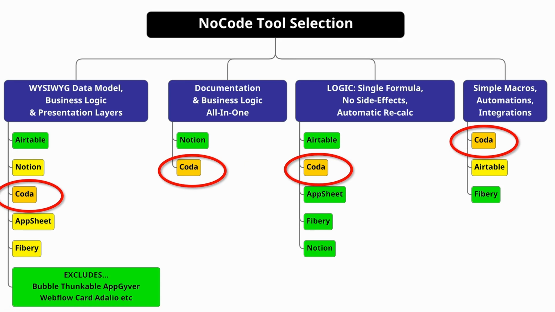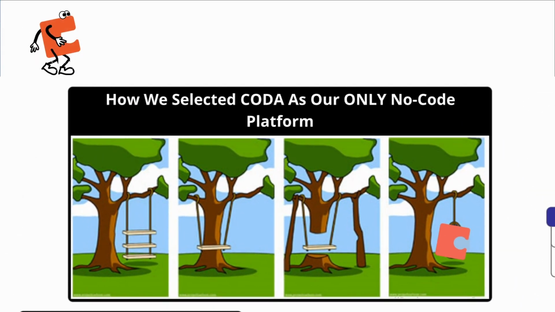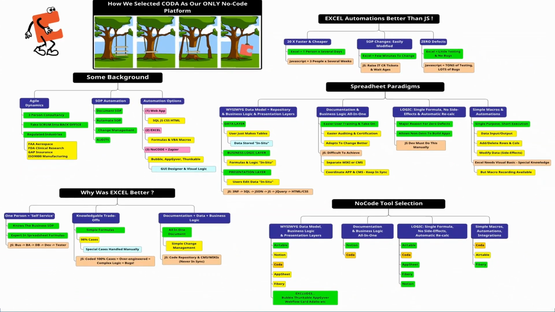So we ended up with a situation where there was no other alternative. Coda is the platform that we have built our practice around, and we are in the process of converting our clients from Excel to Coda for this particular reason. So if we go back up to our original cartoon, we've now replaced the tractor tire with Coda because there is one single clear winner when you use these particular paradigms, these particular criteria to decide what no-code tool you want to use. And that's how we got to be in the situation we're in now.